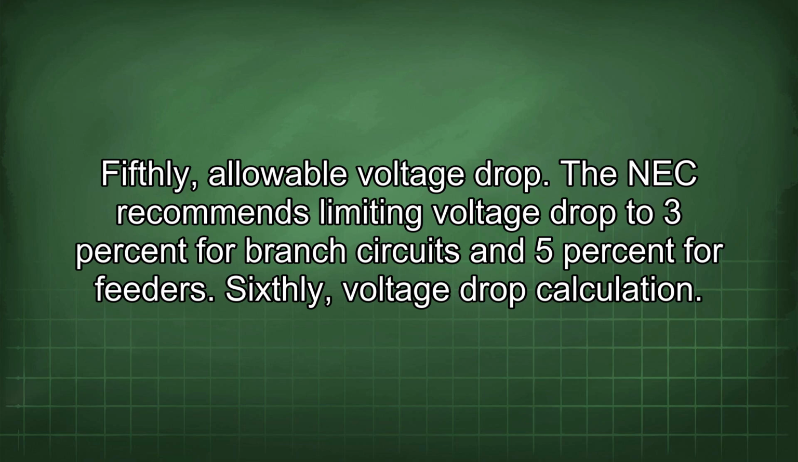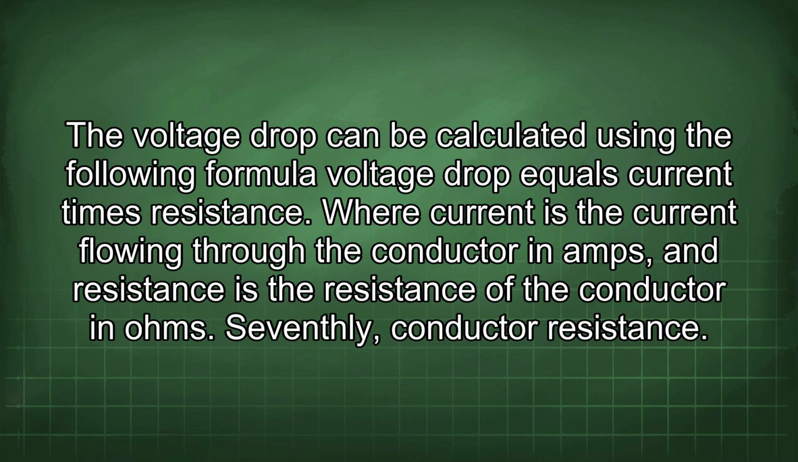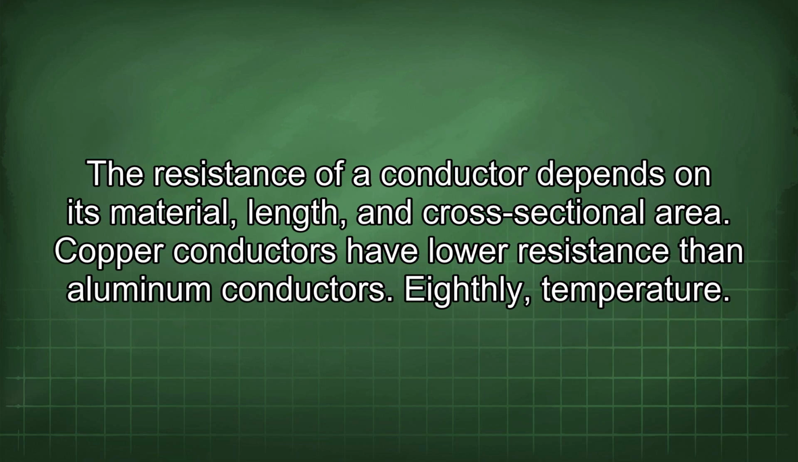Sixthly, voltage drop calculation. The voltage drop can be calculated using the following formula: voltage drop equals current times resistance, where current is the current flowing through the conductor in amps, and resistance is the resistance of the conductor in ohms. Seventhly, conductor resistance. The resistance of a conductor depends on its material, length, and cross-sectional area. Copper conductors have lower resistance than aluminum conductors.